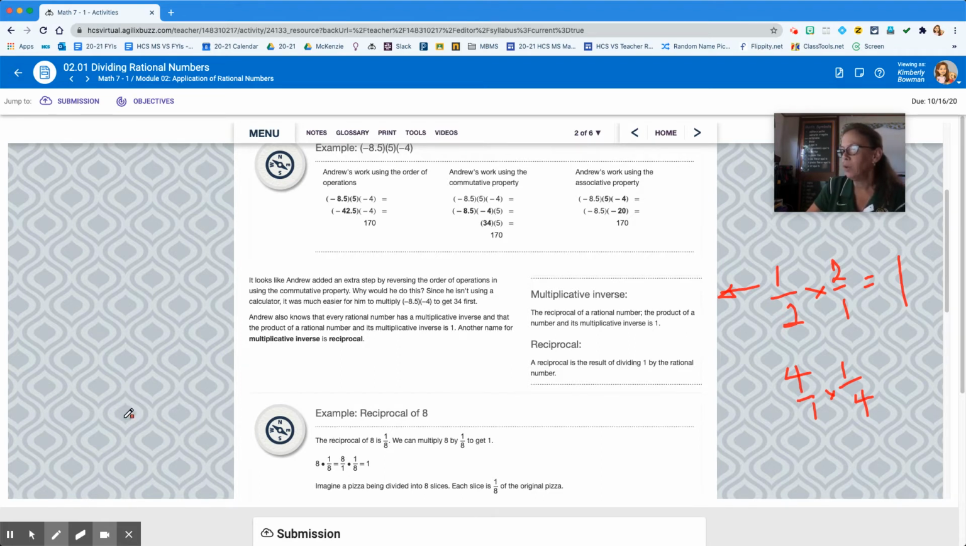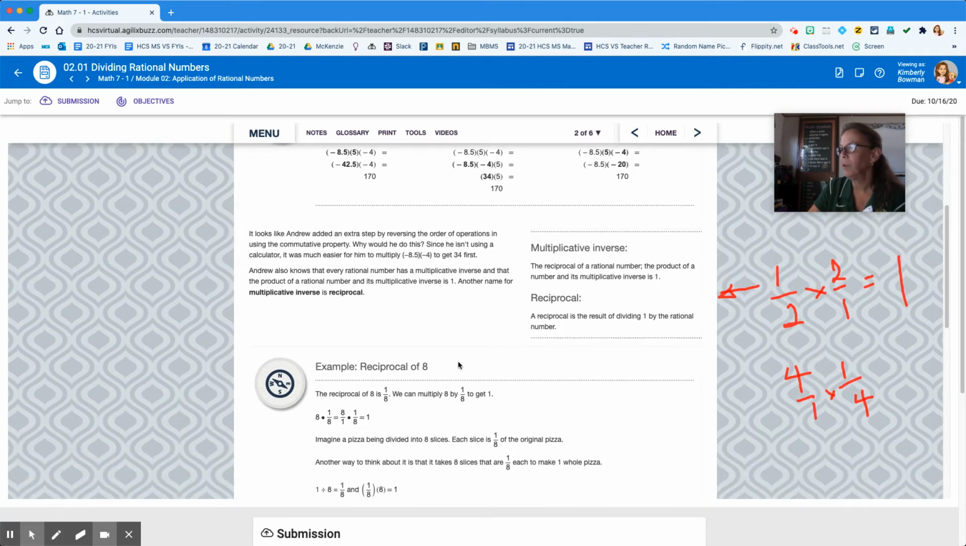Okay, so let me get my cursor back. Example of a reciprocal of 8. The reciprocal of 8 is 1/8. We can multiply 8 by 1/8 to get 1.